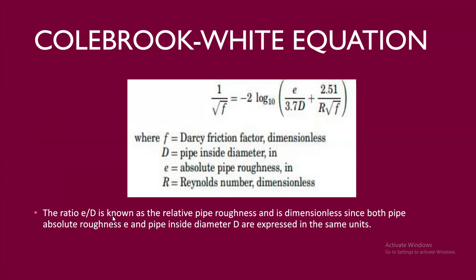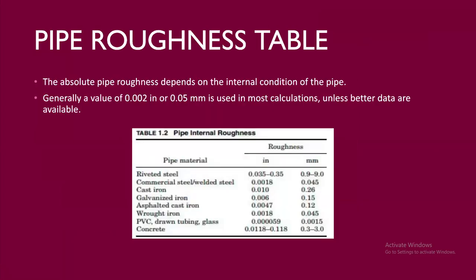The ratio E/D is known as the relative pipe roughness and is dimensionless, since both the absolute pipe roughness E and the pipe inside diameter are expressed in the same units, which means the units cancel each other. So, pipe roughness table. These are the pipe roughness values, which you usually get from tables. For example, you can find this in Perry's Chemical Engineering Handbook.